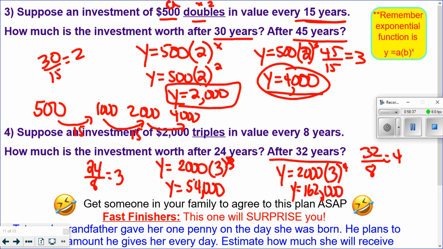And then after 32 years, you do 32 divided by 8, because every set of 8 years is when this thing triples. That's basically it. It's 162,000.